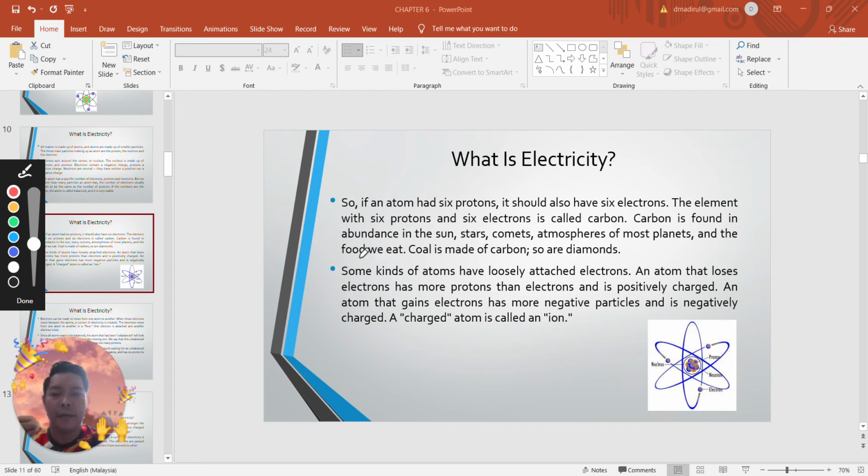Okay. Some kinds of atoms have loosely attached electrons. An atom that loses an electron has more protons than electrons and is positively charged. Okay. An atom that gains an electron has more negative particles and is negatively charged. A charged atom is called an ion.